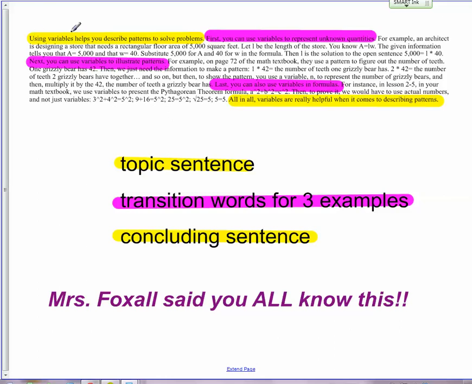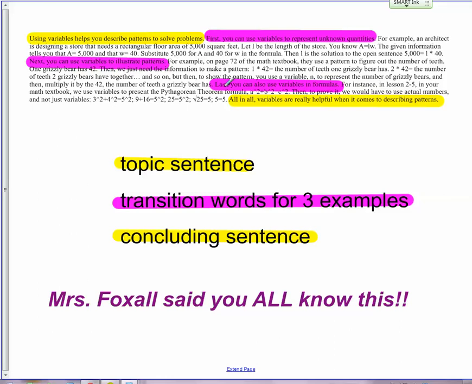A well-written paragraph has a topic sentence and a concluding sentence, and they say almost the same thing. And then your three examples need to have transition words. So for the essential question for chapter 2, notice that Rochelle used transition words. First, you can use variables to represent unknown quantities, and then she has an example from her book to solve a problem when she's looking for an unknown. Next, you can use variables to illustrate patterns, and then she has an example from her book that shows doing that to solve a problem.